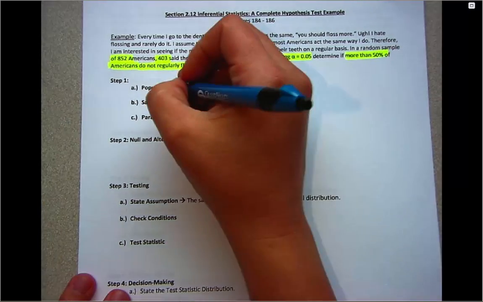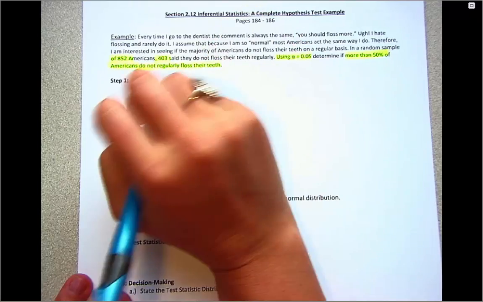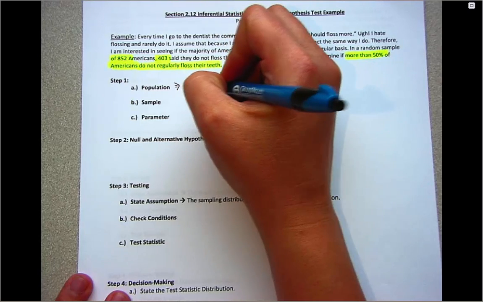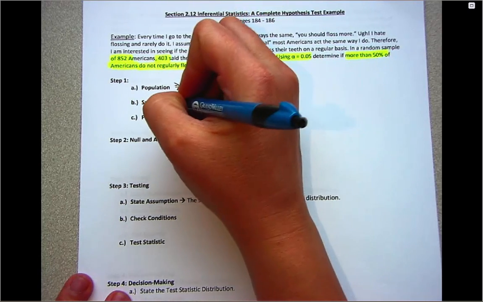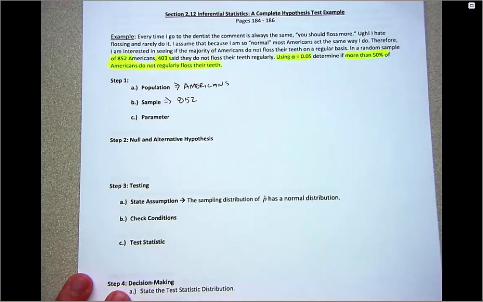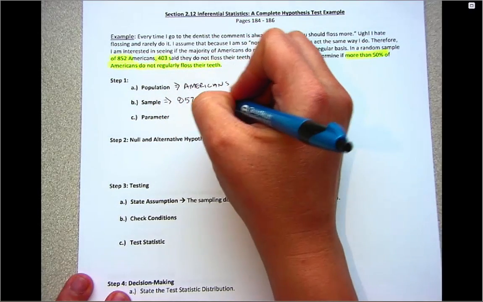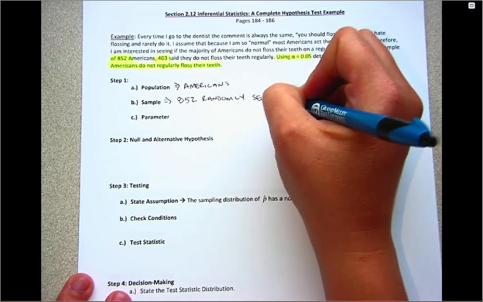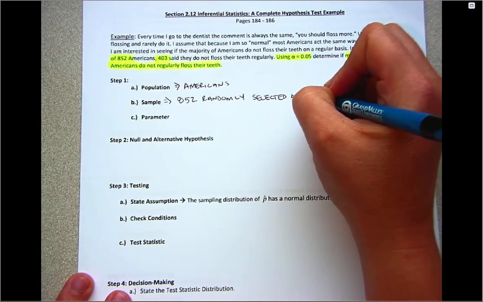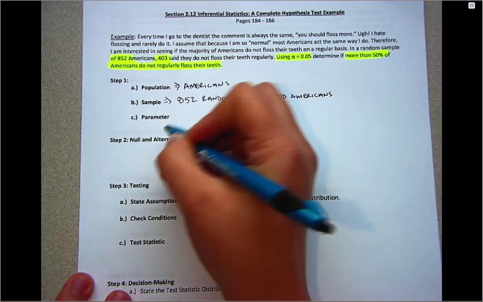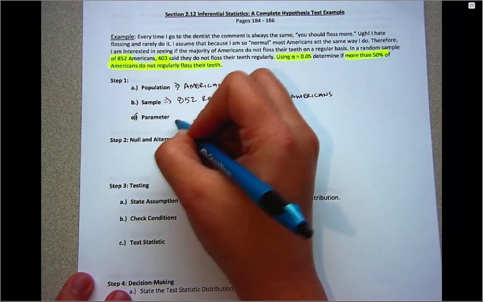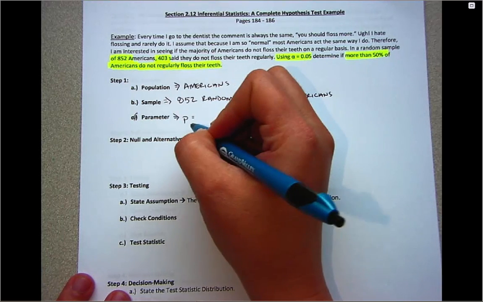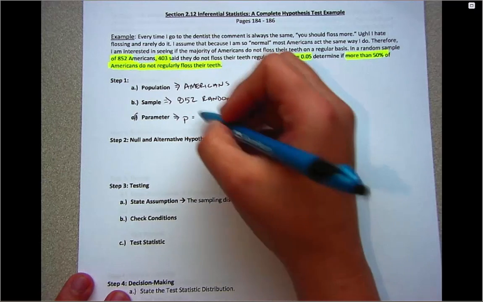So we'll start with the population, and here we said that our population is Americans. Then we would state the sample, and here we have 852 randomly selected Americans. And then, just like I did for confidence intervals, I've added in for step one, defining your parameter. So our parameter here is still P, so we're interested in making an inference on one population proportion.